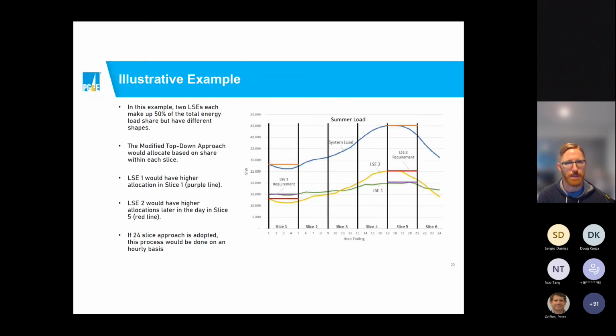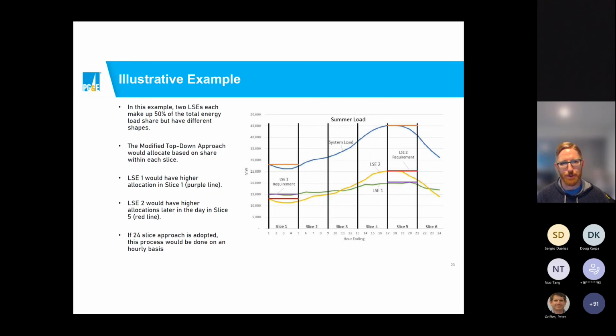And so here's an illustrative example. In this example, we have the overall system load, the blue line there. We've created a very simplified system where we have two LSEs, both of which make up 50% of the market in terms of the total energy, but they have different load shapes. And so in this modified version, you would be allocating requirements by slice.